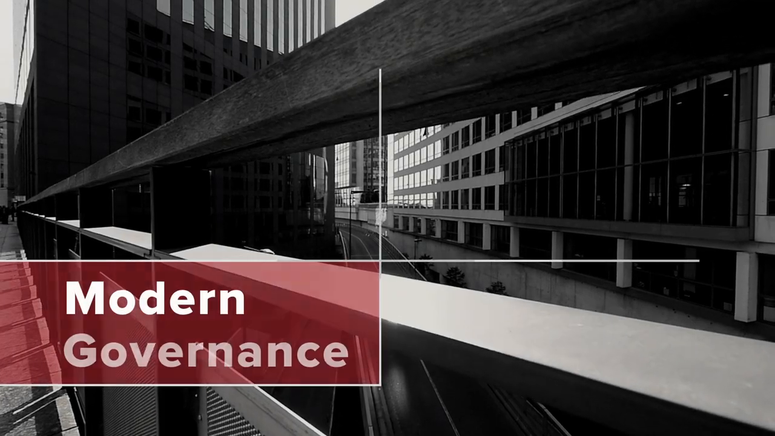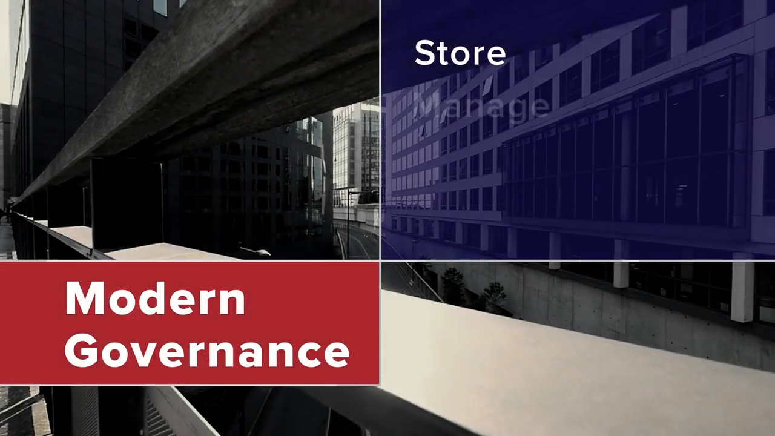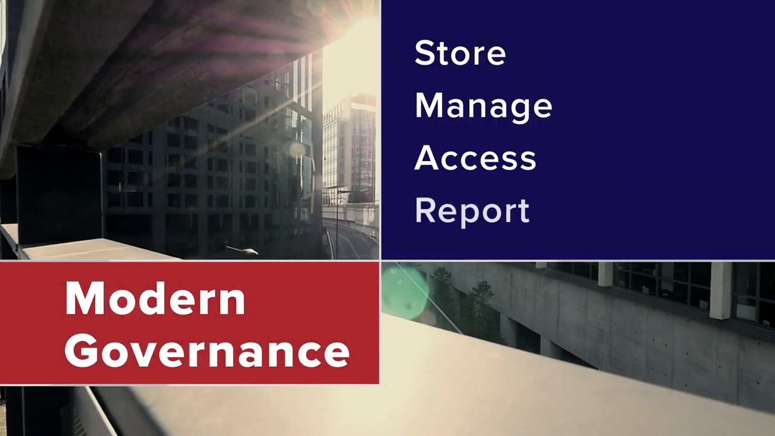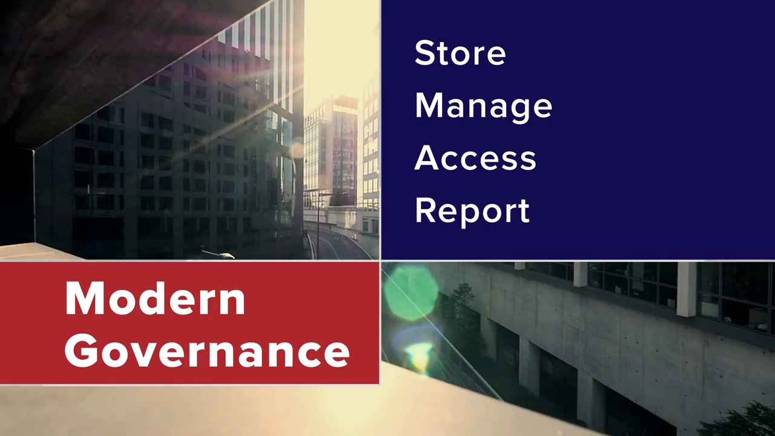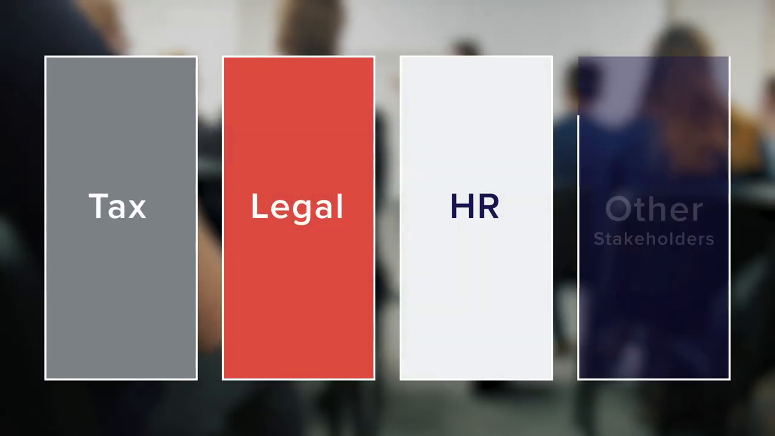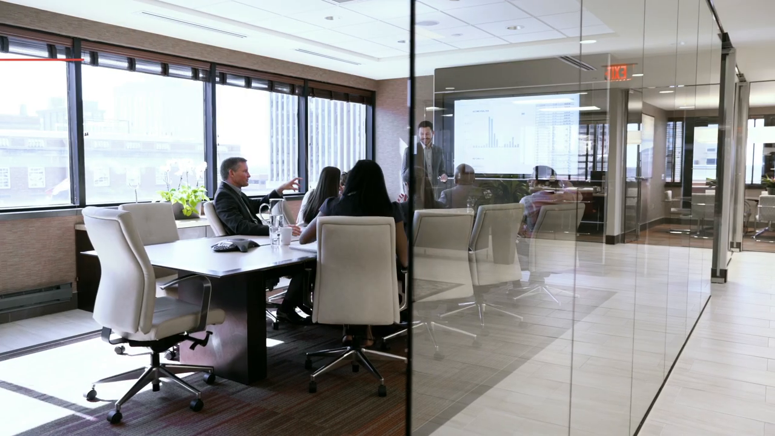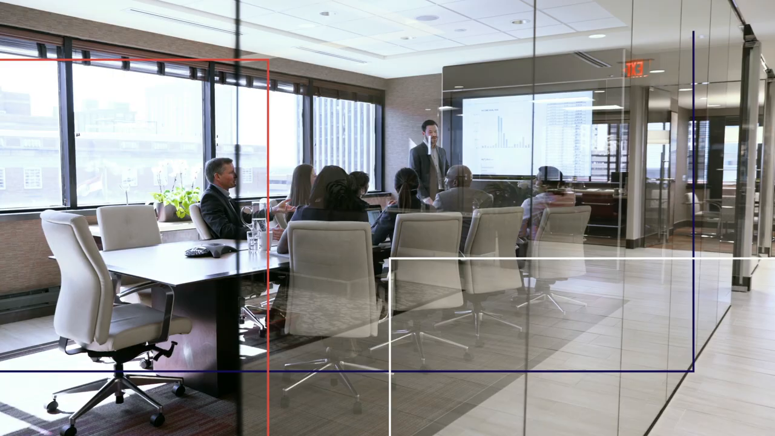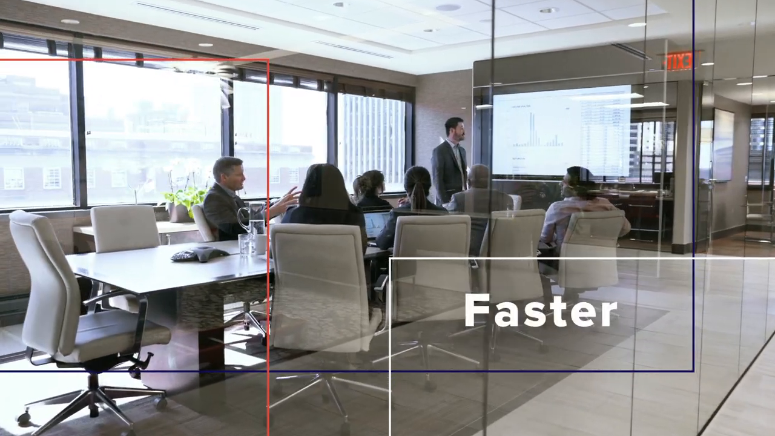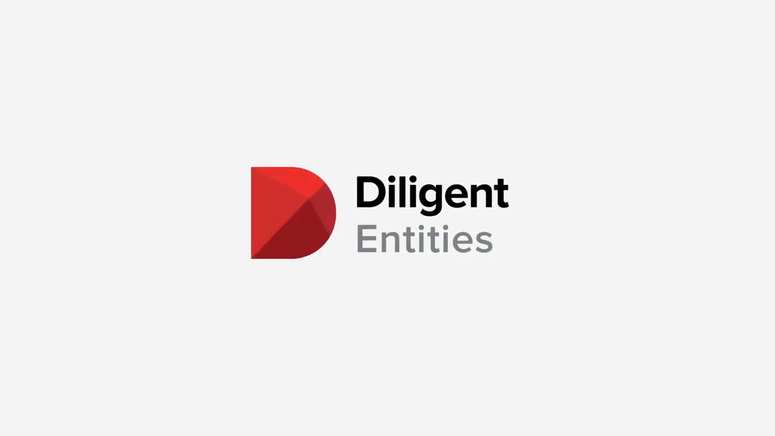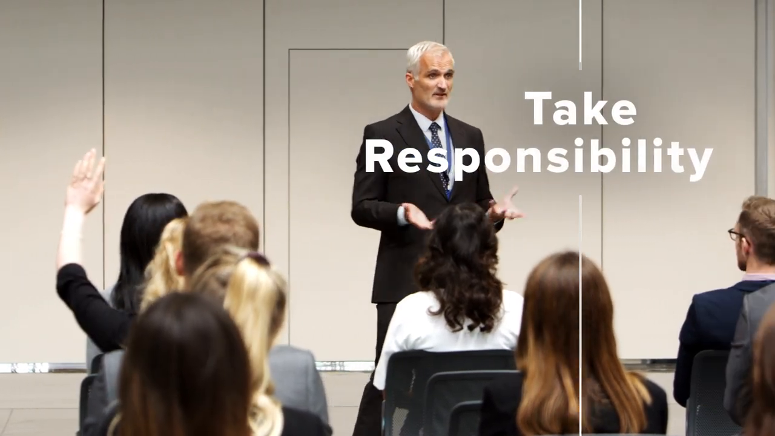A modern governance solution is needed to store, manage, access, and report your entity data and documentation. When tax, legal, HR, and other stakeholders contribute to a central source of entity information, a company gains a competitive edge because it can make decisions faster. Diligent Entities ensures leaders have the oversight they need to take responsibility and ask the right questions.